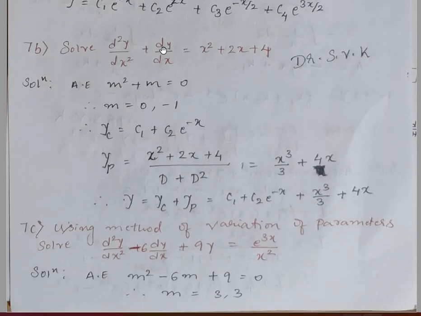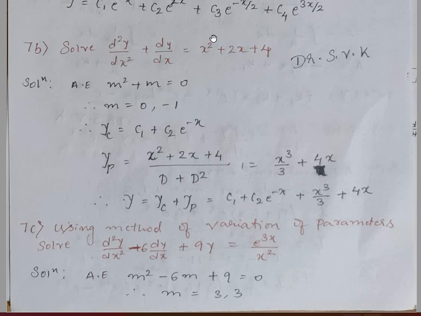Solve d^2y/dx^2 + dy/dx = x^2 + 2x + 4, of type 3. Consider the auxiliary equation, which is of the form m^2 + m equal to 0. The roots of that equation are 0 and -1. As the degree is 2, you should have 2 roots. Therefore, yc is c1 + c2 e^(-x).